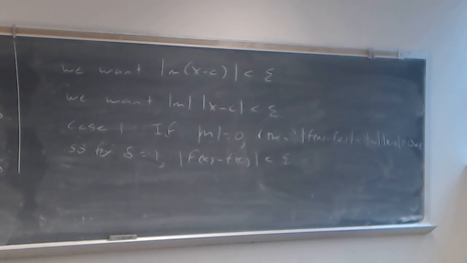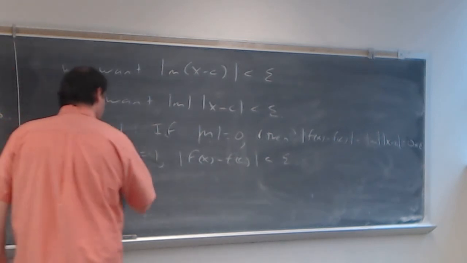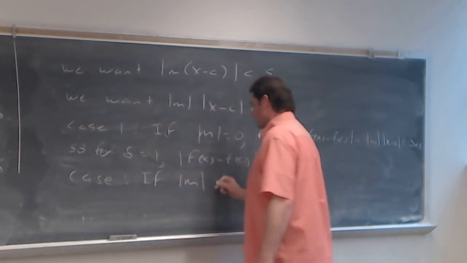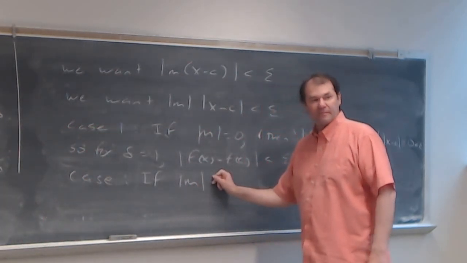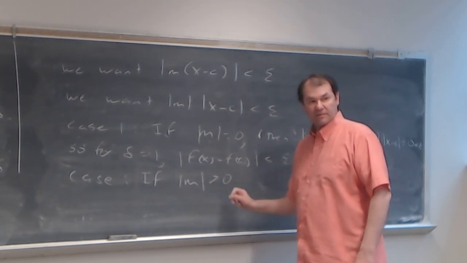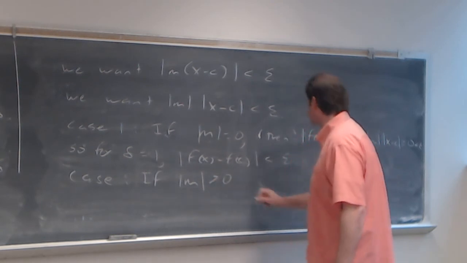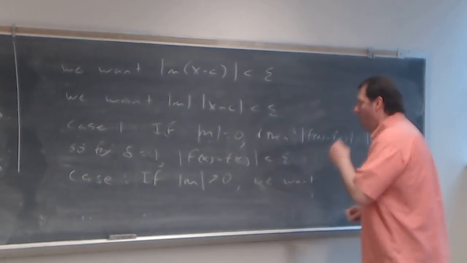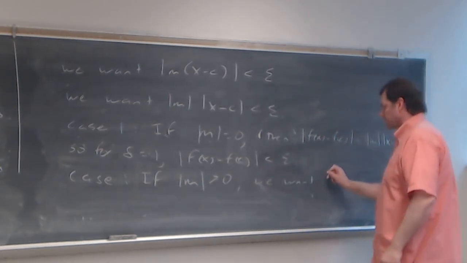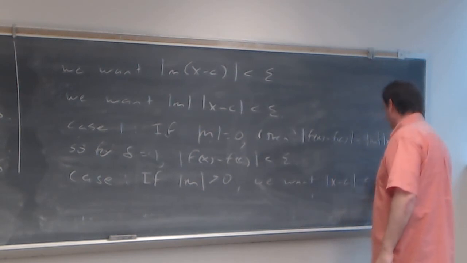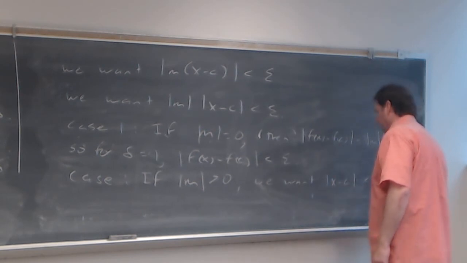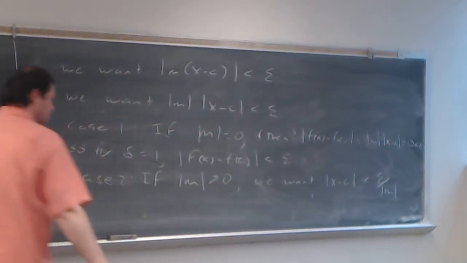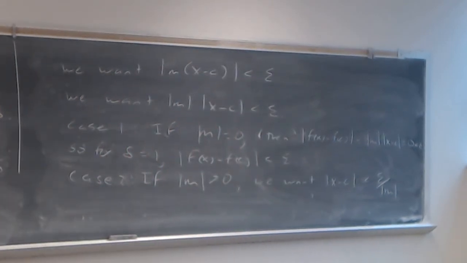Case 2, if the absolute value of m is different from 0, then I know it must be greater than 0. That's the only other case. Then we want the absolute value of x minus c to be less than epsilon over the absolute value of m. So here, in case 2, it's pretty clear what I should let delta be.